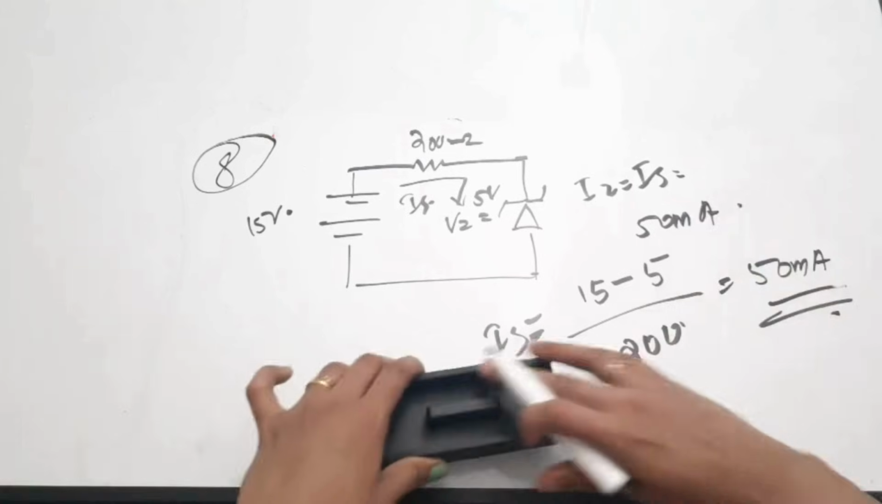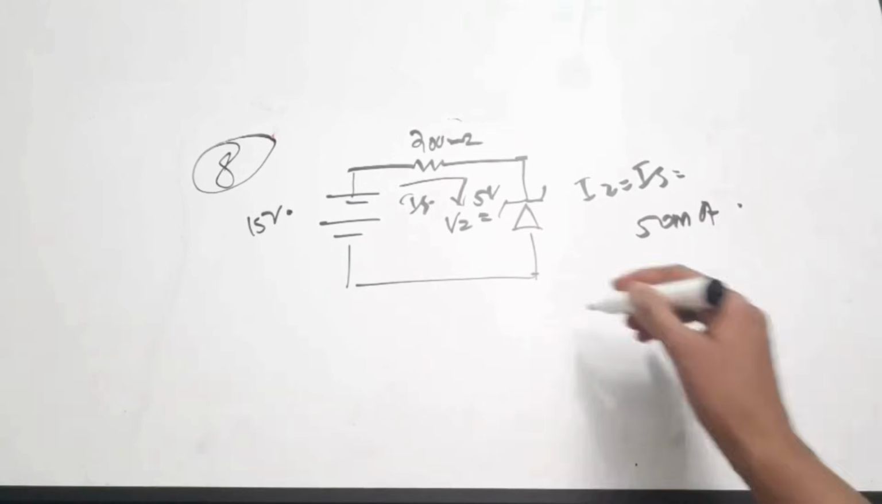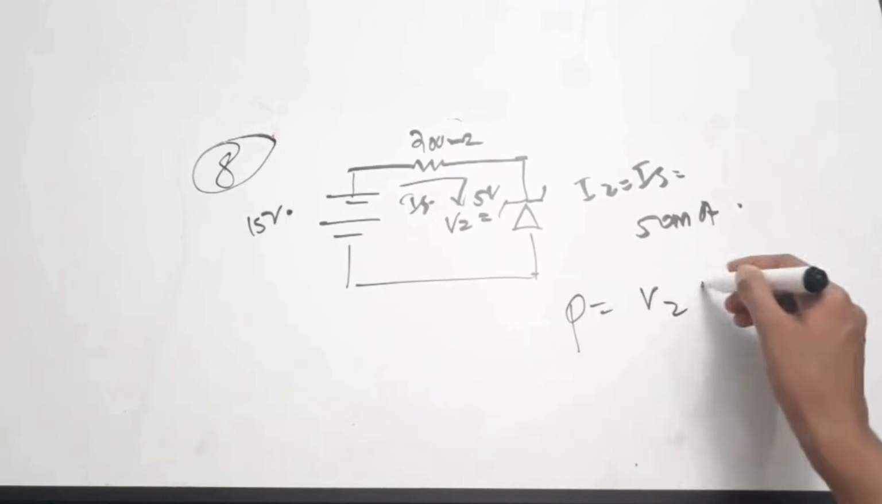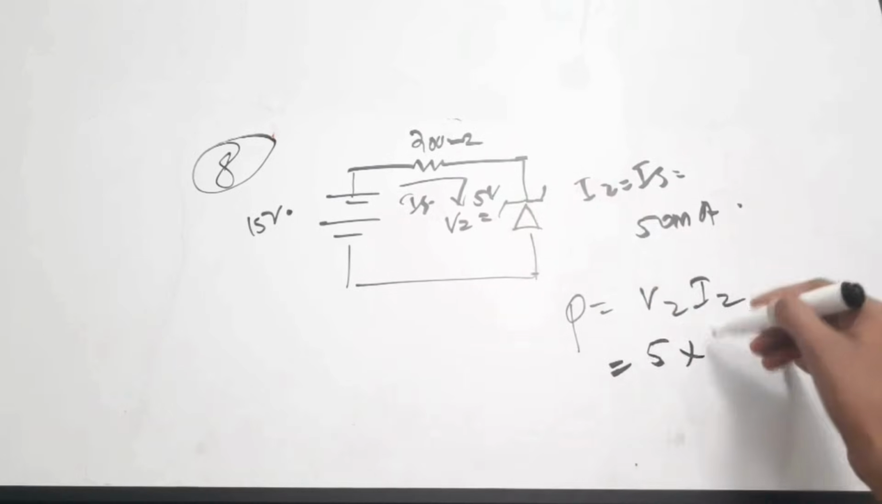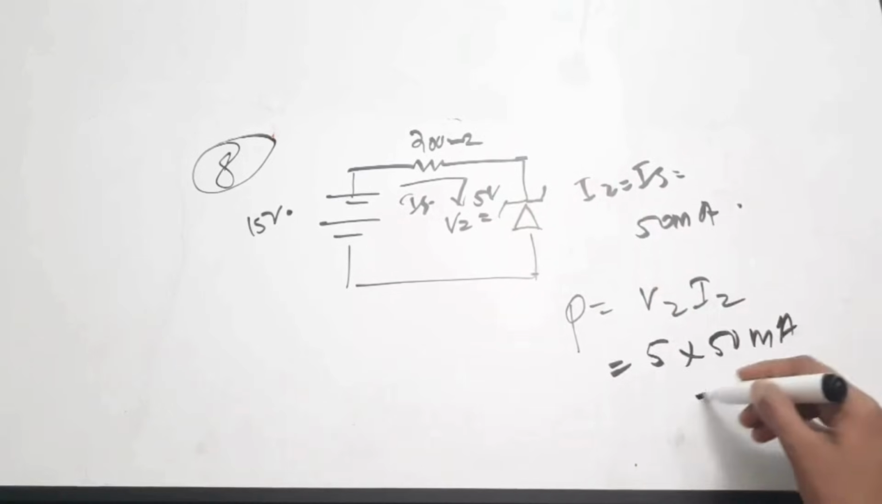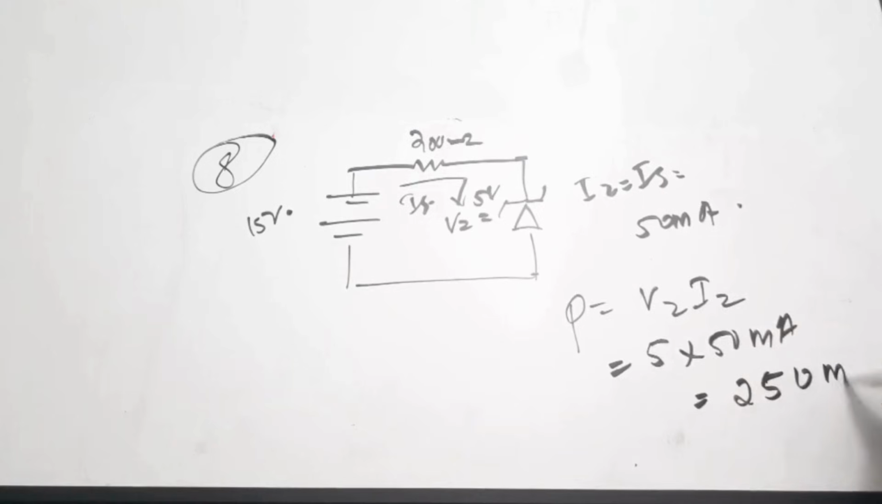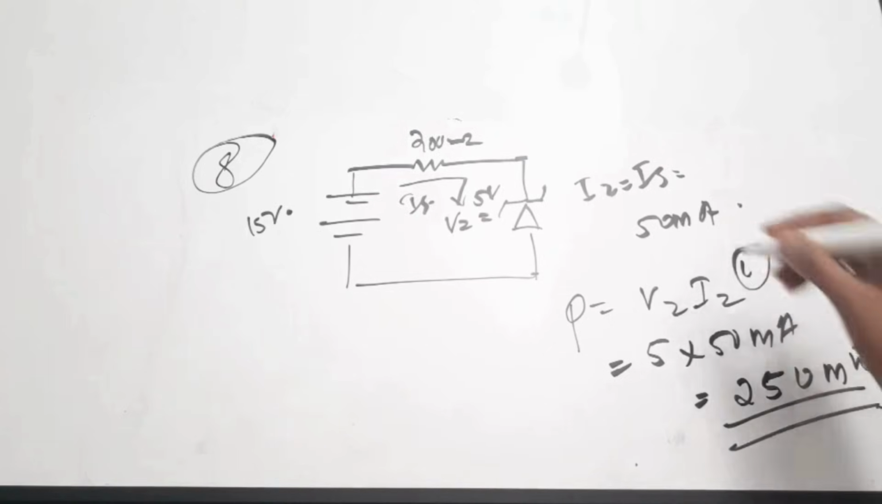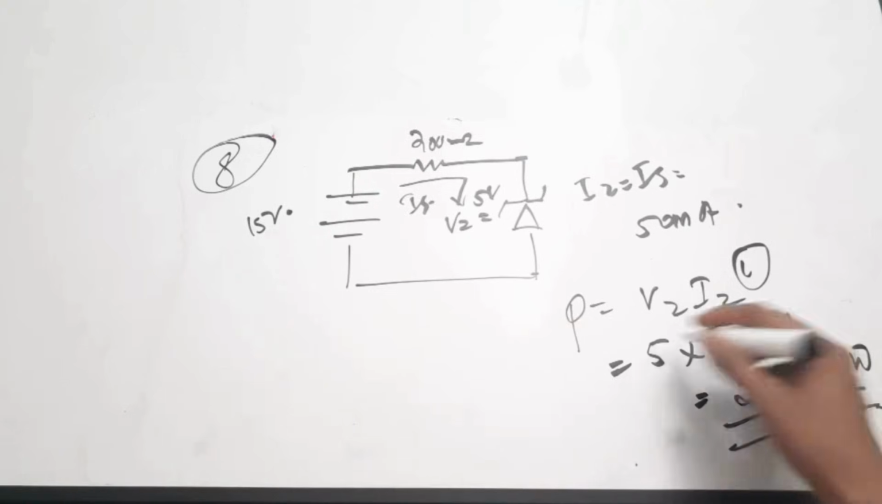Now we don't need current, we need the power rating. What is the power equation? Power P equal to VZ IZ. VZ is 5 volt. 5 into 50 milliamperes will be 250 milliwatt. Okay, 250 milliwatt will be the power. The correct answer is option C. 250 milliwatts is the power rating.